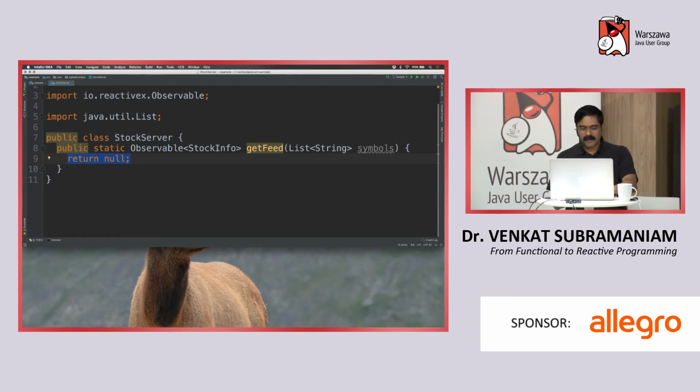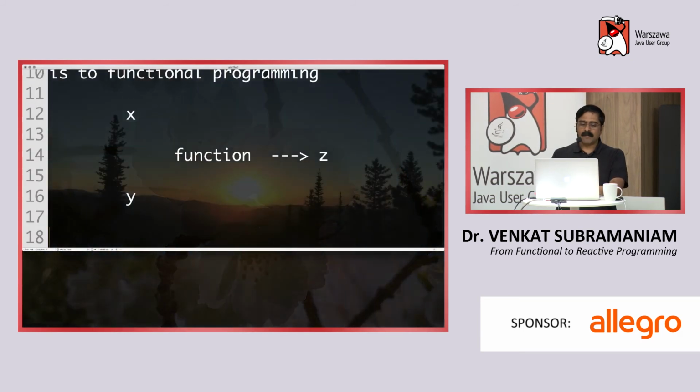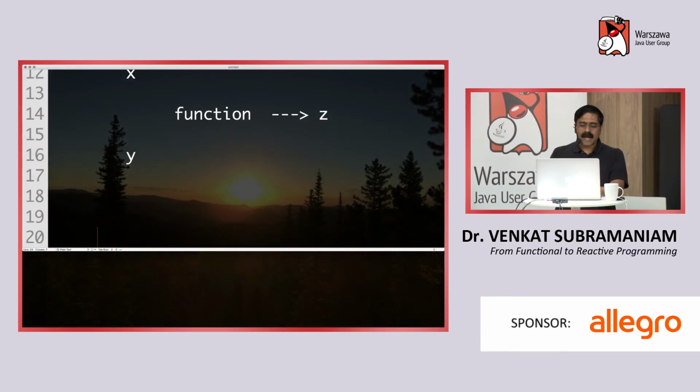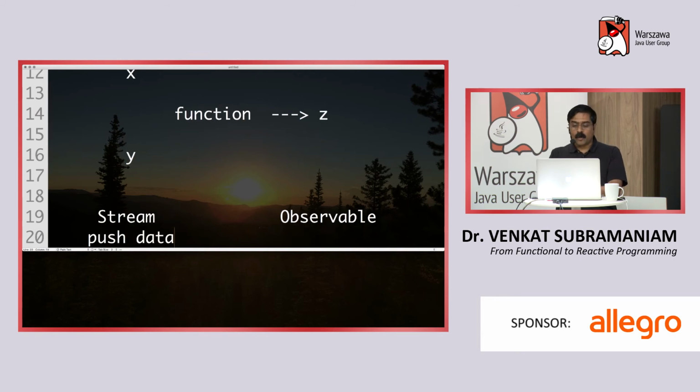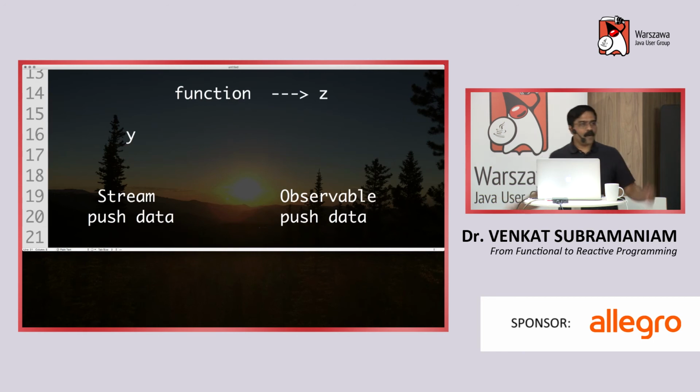So at this point, let's draw the similarity between them and differences. On one hand, I have a stream. On the other hand, I have observable. And what do we know so far? Streams push data. And what do observables do? They push data also. So big deal, why bother about it, right? We'll come back to that in a little bit.